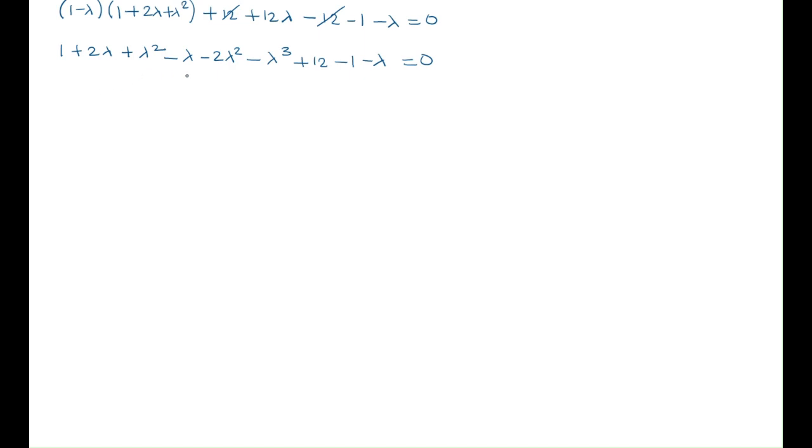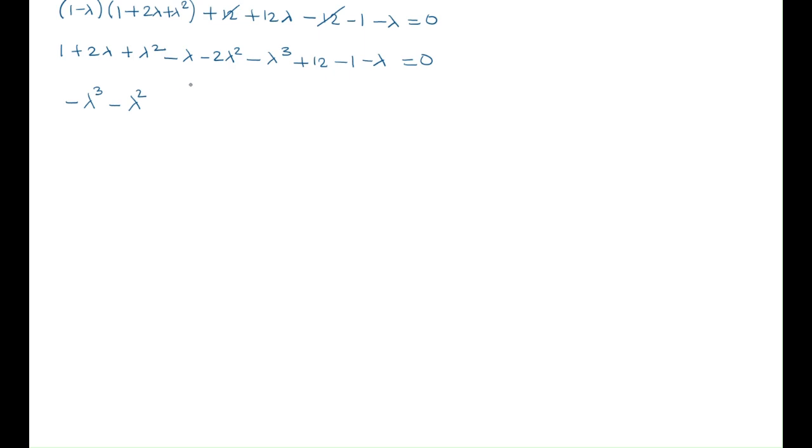Now we have the highest power being minus lambda cubed, so we write it as the first term. We can notice that there are two lambda squared terms: one is 1 lambda squared and the other is minus 2 lambda squared. So it sums up to be minus lambda squared.